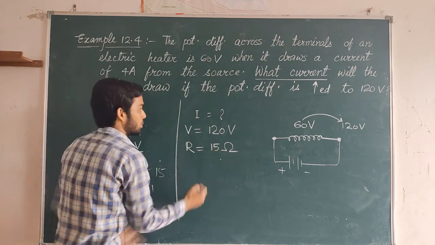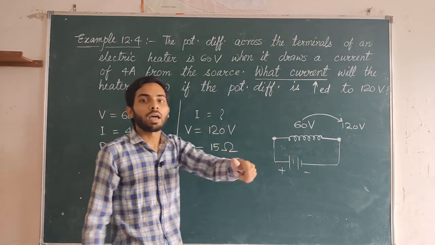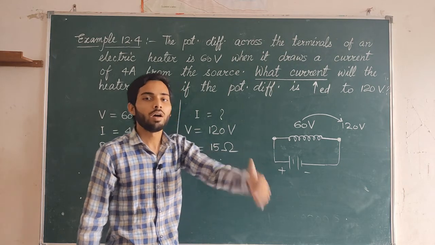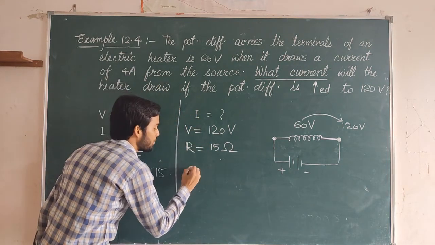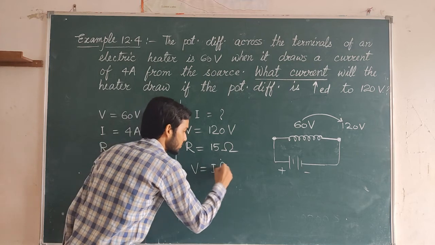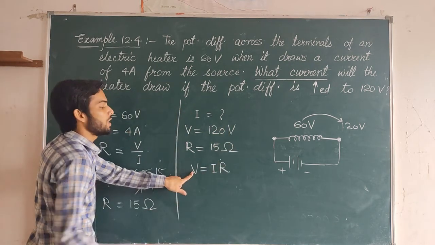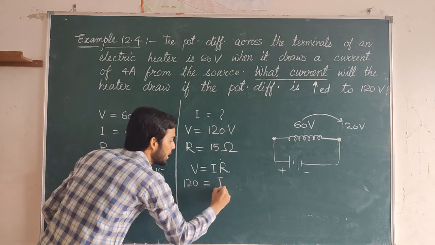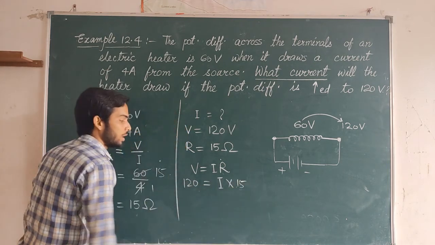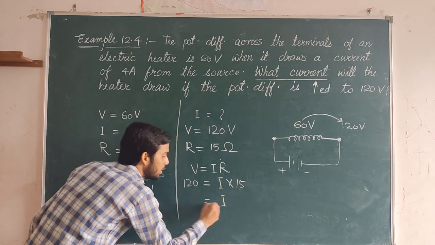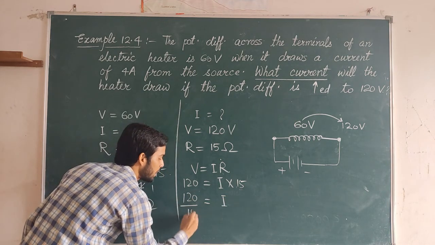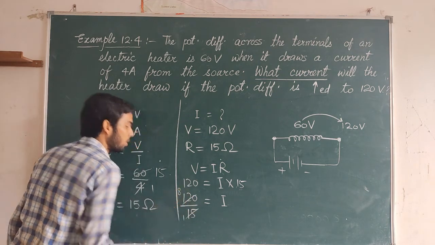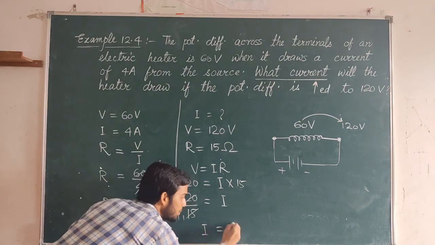Using again the V is equal to IR formula, or Ohm's law, we can easily calculate the value of I. V is equal to IR. Substitute the value of V and R, that is 120 is equal to I into 15, and what will be the value of I? That will be 120 upon 15. This means 15 eights are 120, that is I is equal to 8 ampere.